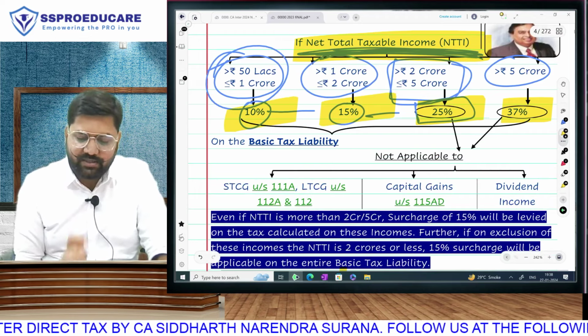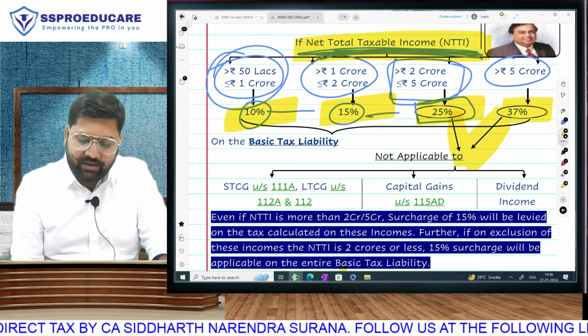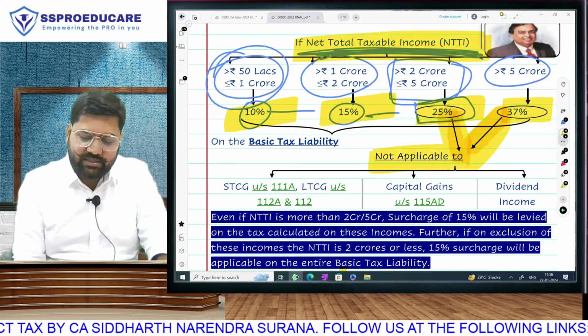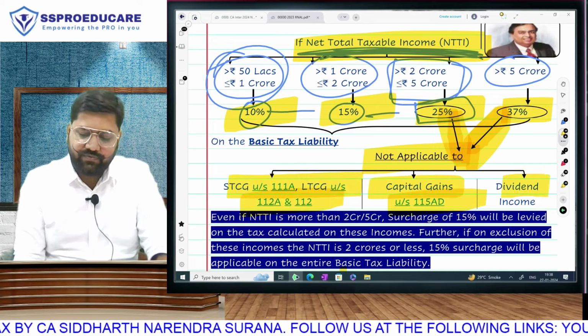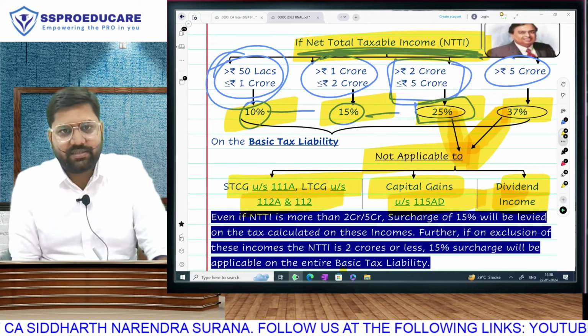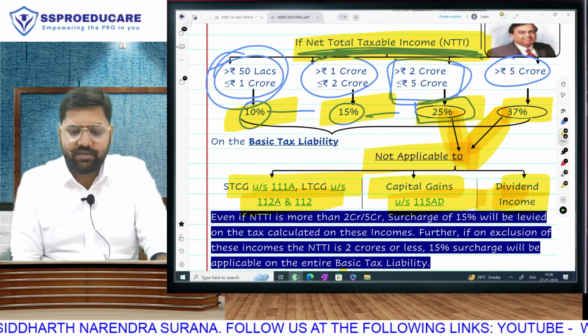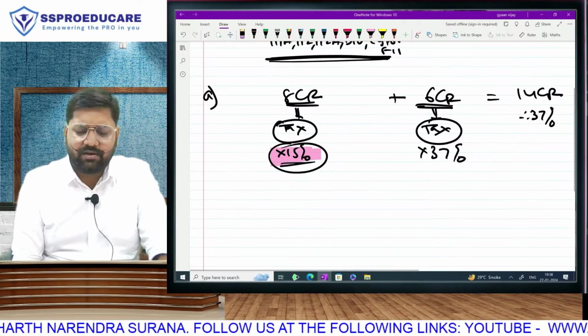In the first part, they are only saying this much, that 25 and 37 is not applicable to the tax of these incomes. The second part is a little complicated.